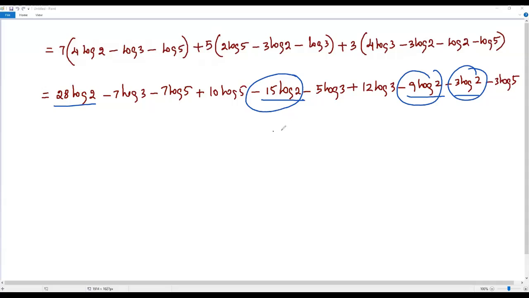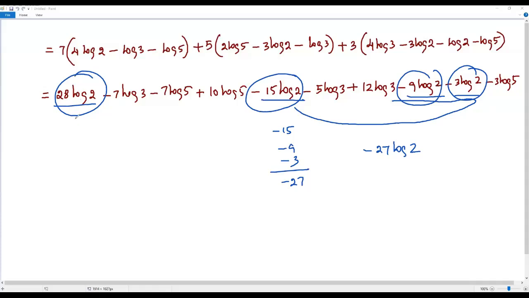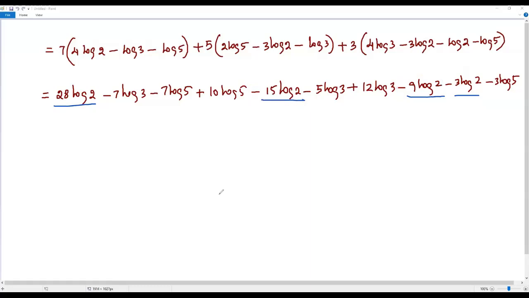What do we get? Negative 15, the coefficient, and here negative 9, negative 3. So negative 15, negative 9, negative 3. When I combine them, I'll be getting negative 27. That is, when I combine all these three logarithms, I'll be getting negative 27 log 2. And here we have positive 28 log 2. When I combine positive 28 log 2 and negative 27 log 2, I'll be getting just log 2 as a result. So I combine this, this, this, this. The result of this one is just log 2.